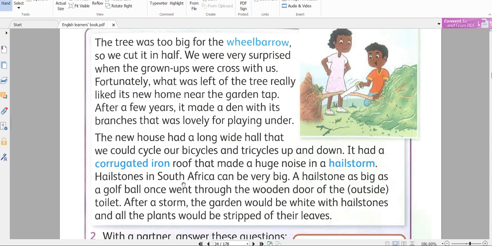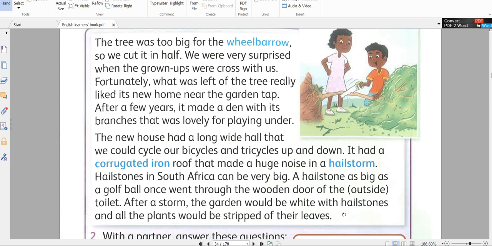Hailstones in South Africa can be very big. A hailstone as big as a golf ball once went through the wooden door of the outside toilet after a storm. After a storm, the garden would be white with hailstones and all the plants would be stripped of their leaves.